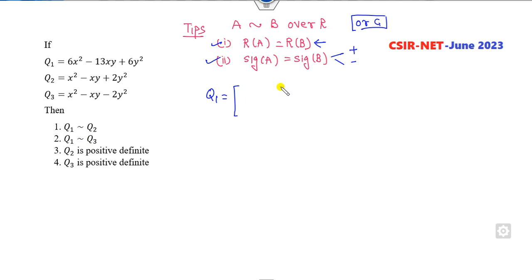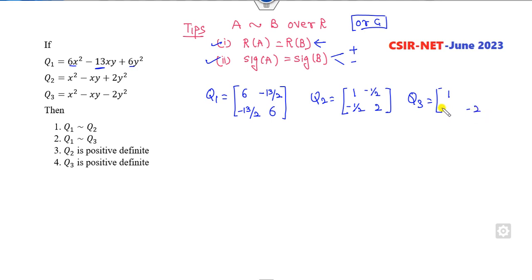Now you can write the equivalent matrix of Q1. Diagonal values are 6 and 6, with off-diagonal entries half of 13, that is 13 by 2, and 13 by 2. Look at Q2. What is that Q2? 1, 2, with half of the coefficient of xy. This is my matrix here. What is Q3? 1, minus 2, minus half, minus half.